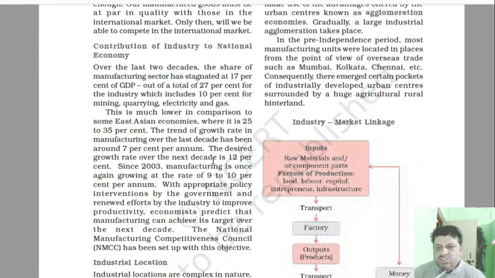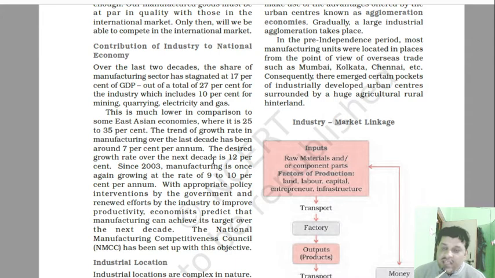As far as the contribution of industry to the national economy is concerned, here we see that over the last 2 decades, the share of the manufacturing sector has stagnated at 17% of GDP, out of a total of 27% for industry, which includes 10% for mining, quarrying, and electricity and gas. So our main attention is to know how much industrial development is being made in India, because we have just studied that industrial development, establishing diverse types of industry, more industries, is needed for the betterment of the economy, and eradication of poverty and employment.